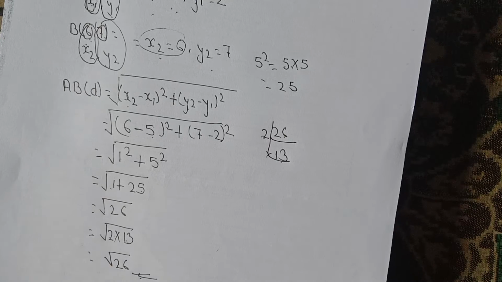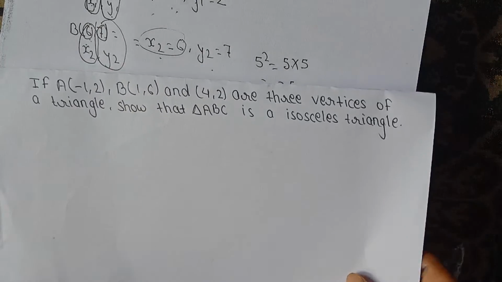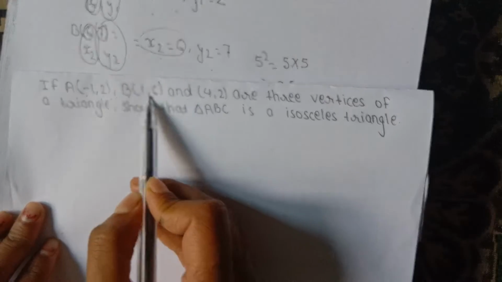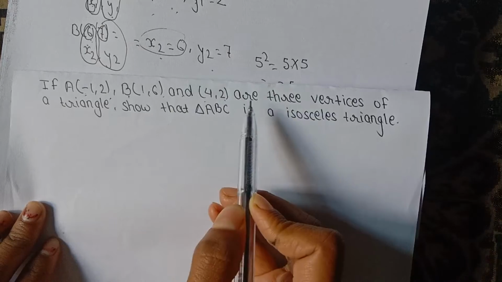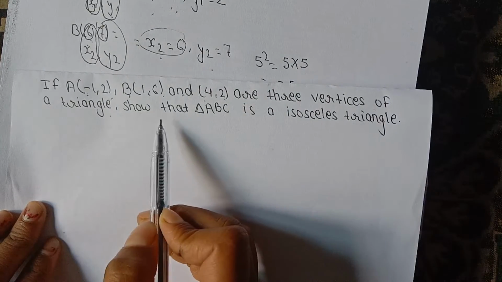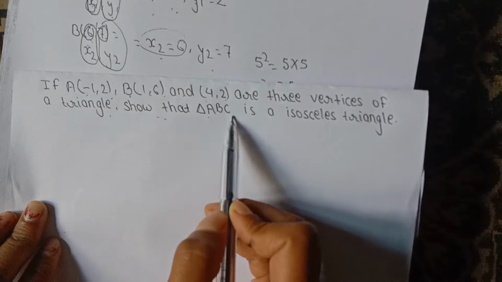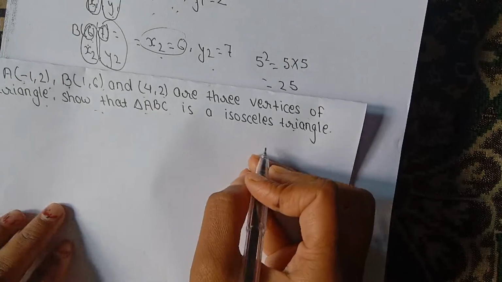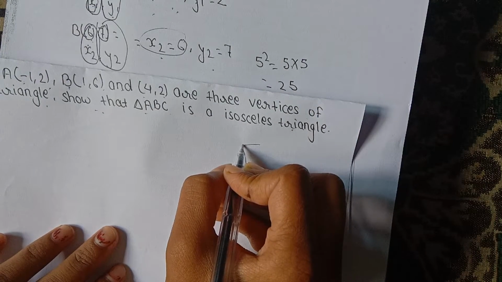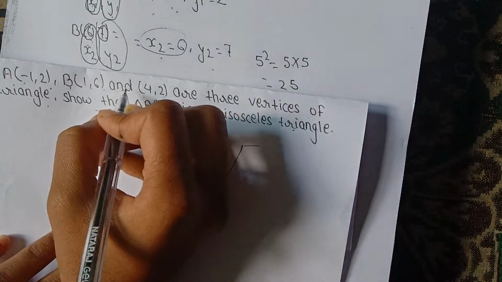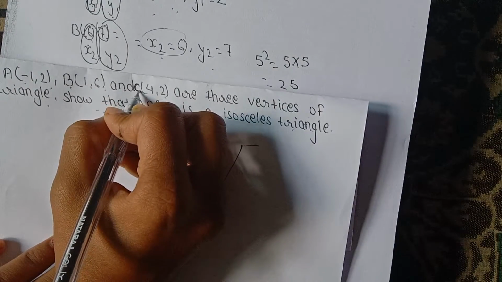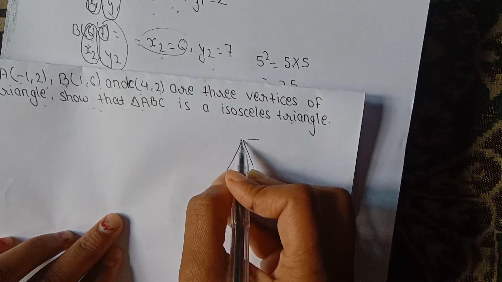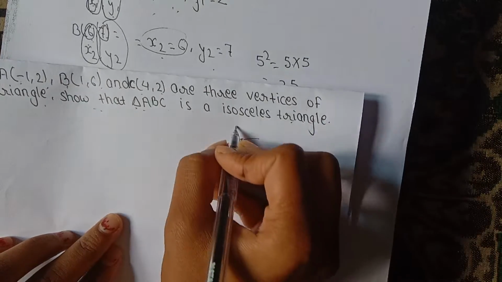Yes. So let me give you another example. Look at the question: if A (minus 1, 2), B (1, 6) and C (4, 2) are the three vertices of a triangle, show that triangle ABC is an isosceles triangle. First let me draw a triangle. Here I had forgotten to write C, so I am going to write C here. Let me draw a triangle so that you can be clear. This triangle is named triangle ABC.